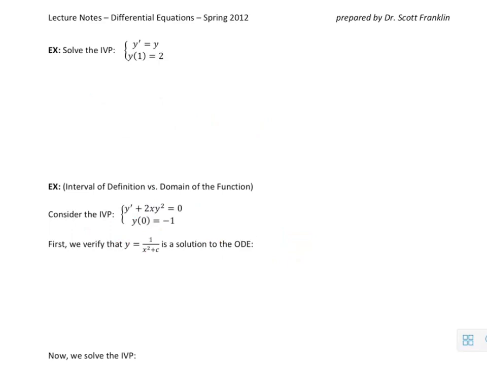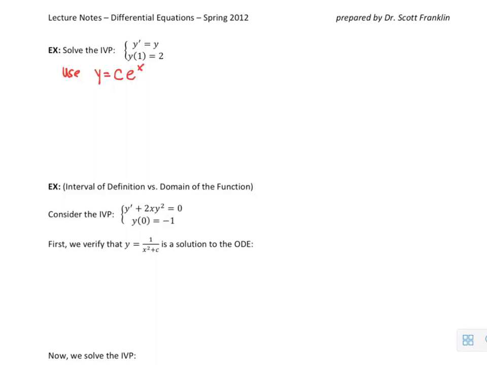Okay. So let's try the next one. Again, we're going to start with y prime is equal to y. Now I'm going to use y of 1 is equal to 2. So a slightly different initial condition. So we'll have the same solution in terms of the solution to the differential equation. y is equal to c e to the x.